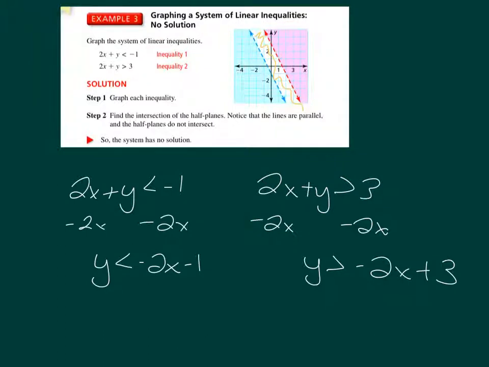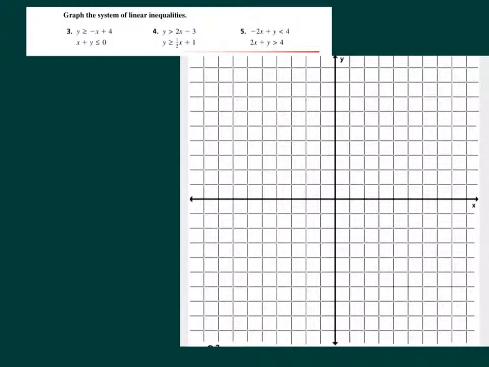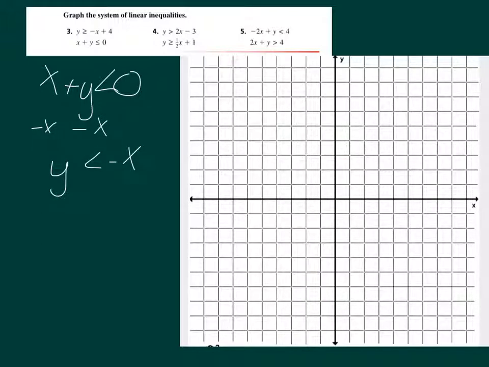Okay. So for number 3, one of the equations is already in slope-intercept form. We need to put the other equation in slope-intercept form. I'll kind of erase these as I go. But x plus y needs to be put in slope-intercept form. I would subtract the x from both sides. I would get y is less than negative x plus 0. I'm not going to put the plus 0 because I don't need to.